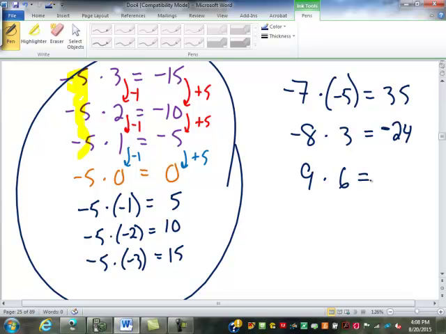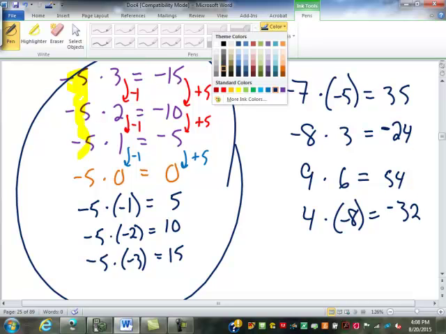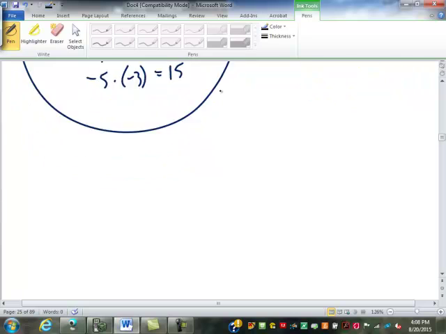9 times 6, 54. Yeah, 3 of these ones. 4 times a negative 8, negative 32. Good. Okay, I'm going to give you guys a few to try on your own here, quick.